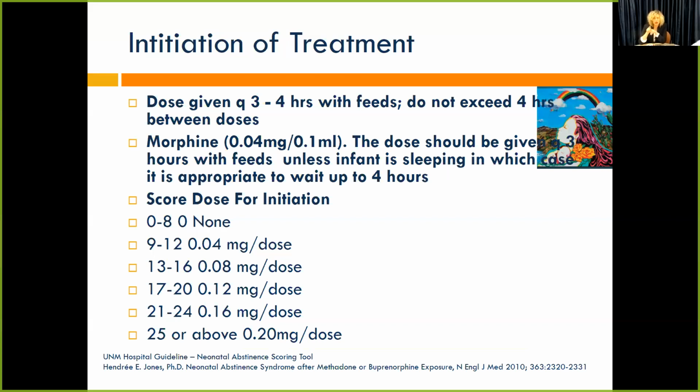So our little baby, her last score was an 11. So we're going to plan for her to be scoring at the 9 to 12 range. So that will be a 0.04 milligrams per dose, given every 3 hours, with a little wiggle room up to 4 hours if need be. So if she was scoring higher, we would start her at a higher dose.